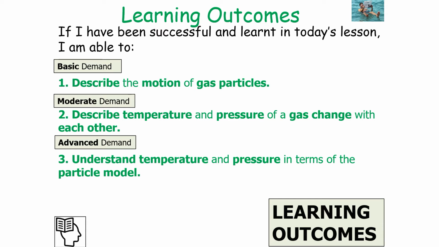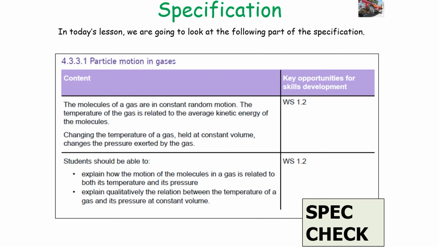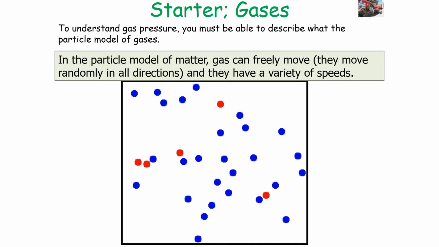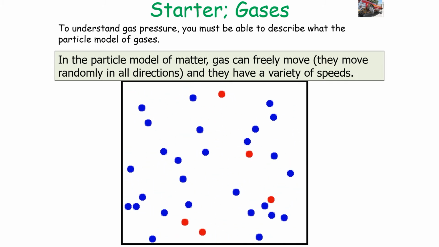If we're successful in today's lesson, we should be able to describe the motion of gas particles, describe how the temperature and pressure of a gas change with each other, and understand temperature and pressure in terms of the particle model. So we're going to look at the following part of the GCSE Combined Science specification, particle motion in gases.